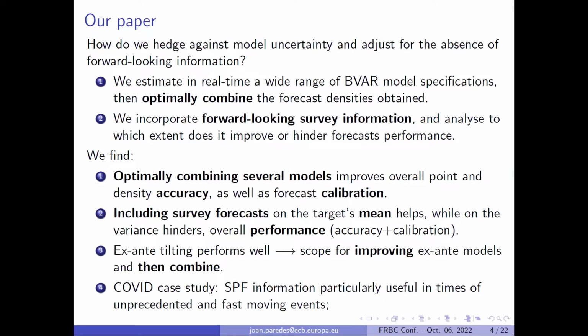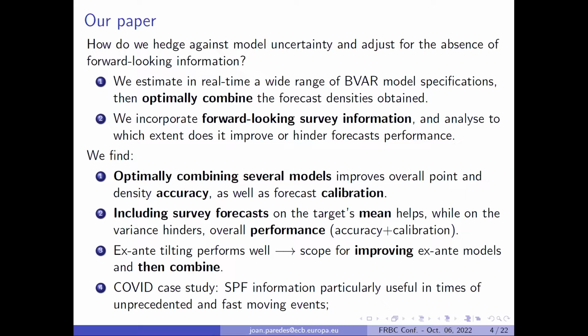So just in case I run out of time, hopefully not, I'm going to already announce a little bit of the results. The first one, and this is not different from what has been found in the literature, we have other papers that find the same, is that using the target of this SPF actually helps and improves the forecast, in both accuracy and calibration. But using both moments, the first and the second moment, would actually be detrimental, okay? Why is that?